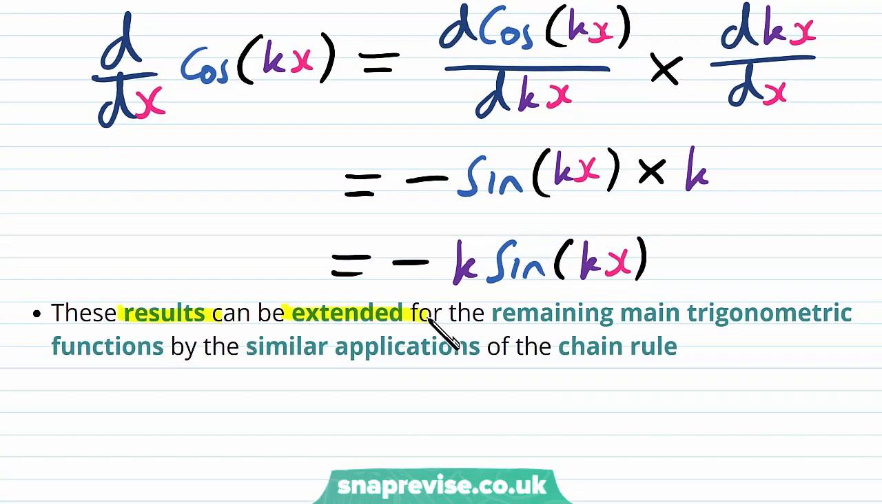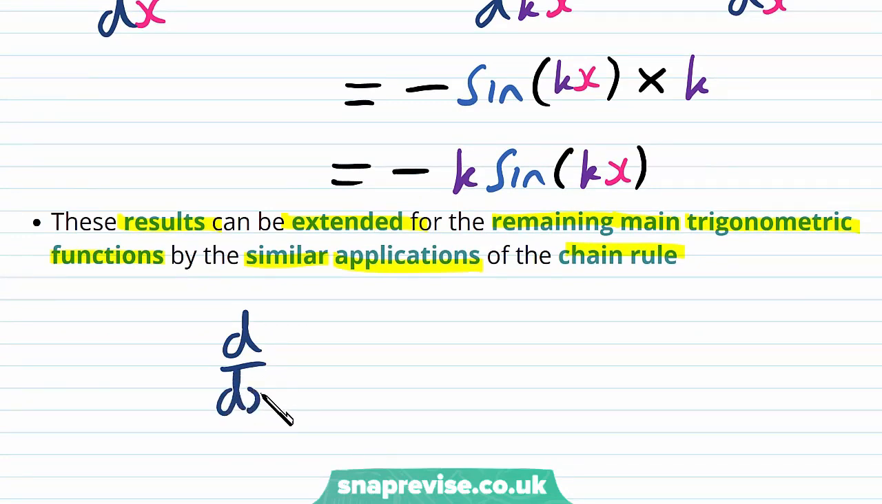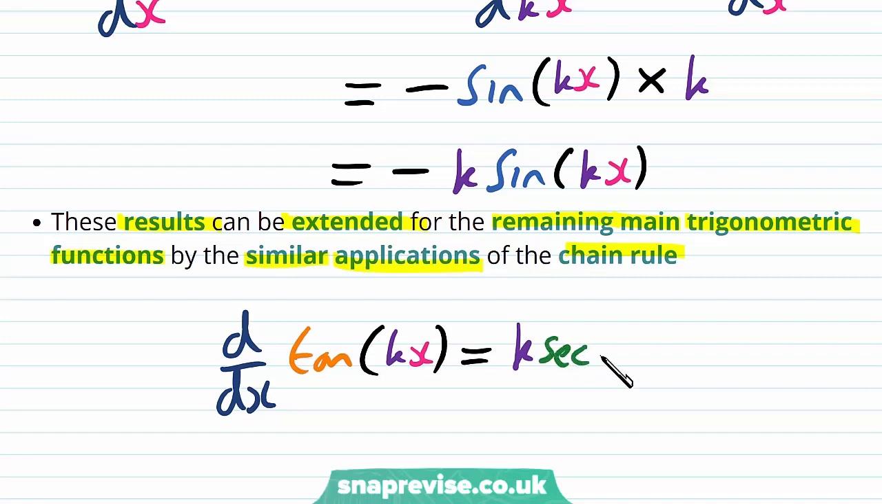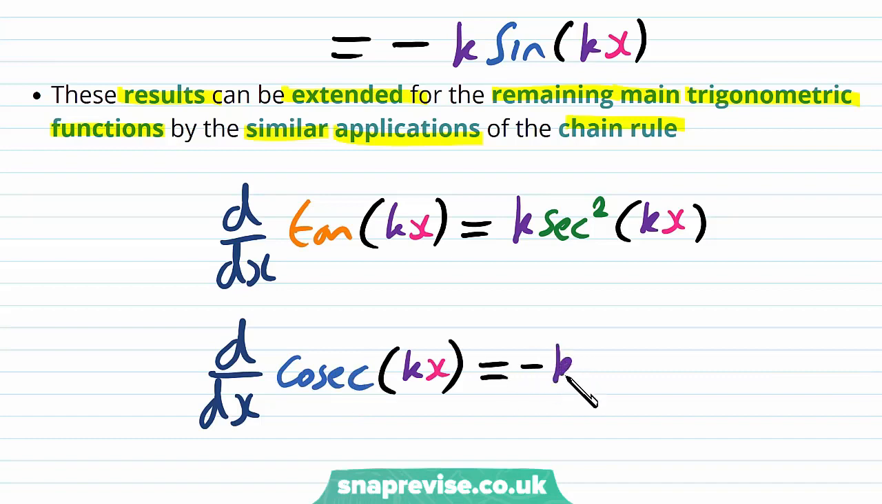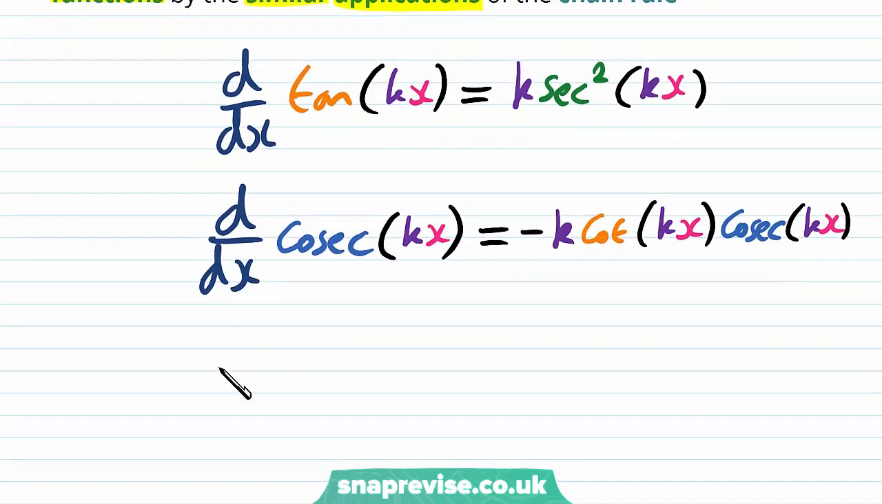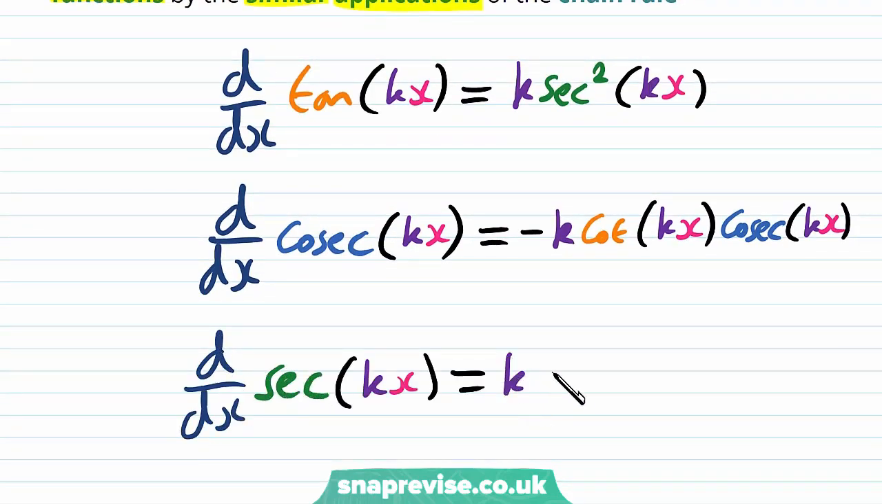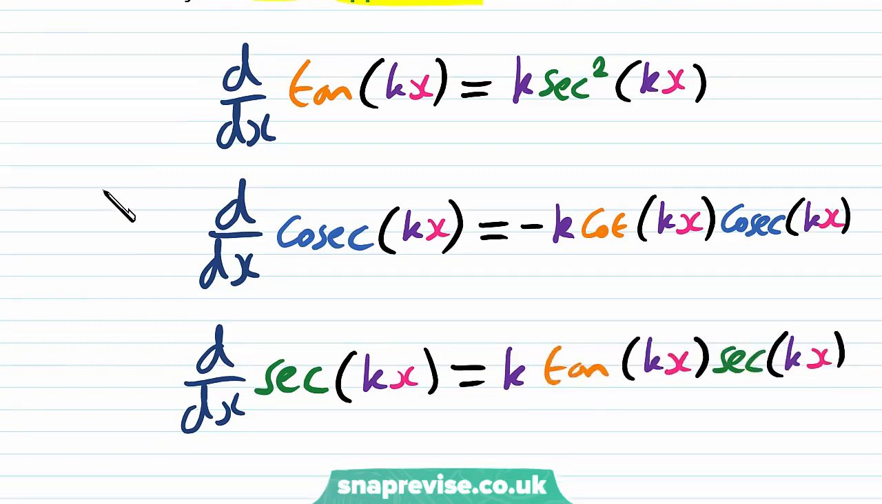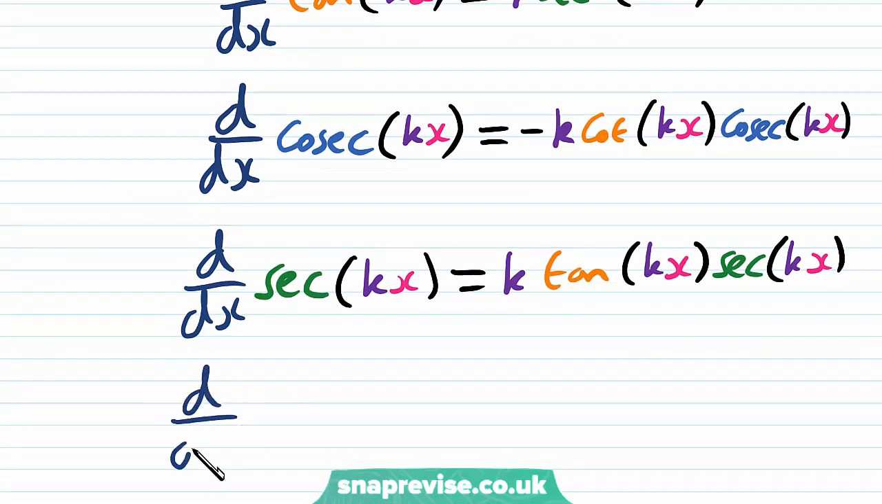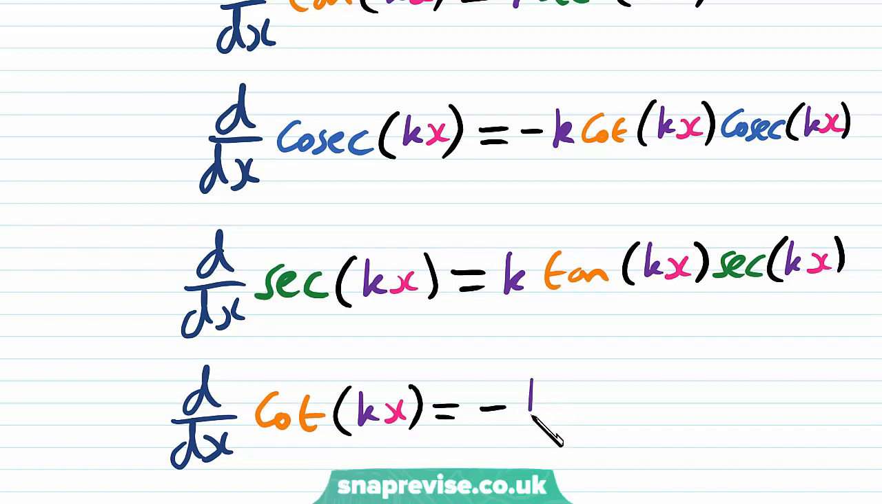These results can be extended for the remaining main trigonometric functions by similar applications of the chain rule. As a result, when we differentiate the tan of kx, then we get k multiplied by the sec squared of kx. Similarly, if we differentiate the cosec of kx, we get minus k multiplied by the cot of kx multiplied by the cosec of kx. Similarly, when we differentiate the sec of kx, we get k multiplied by the tan of kx multiplied by the sec of kx. And finally, when we differentiate the cot of kx, we get minus k cosec squared of kx.